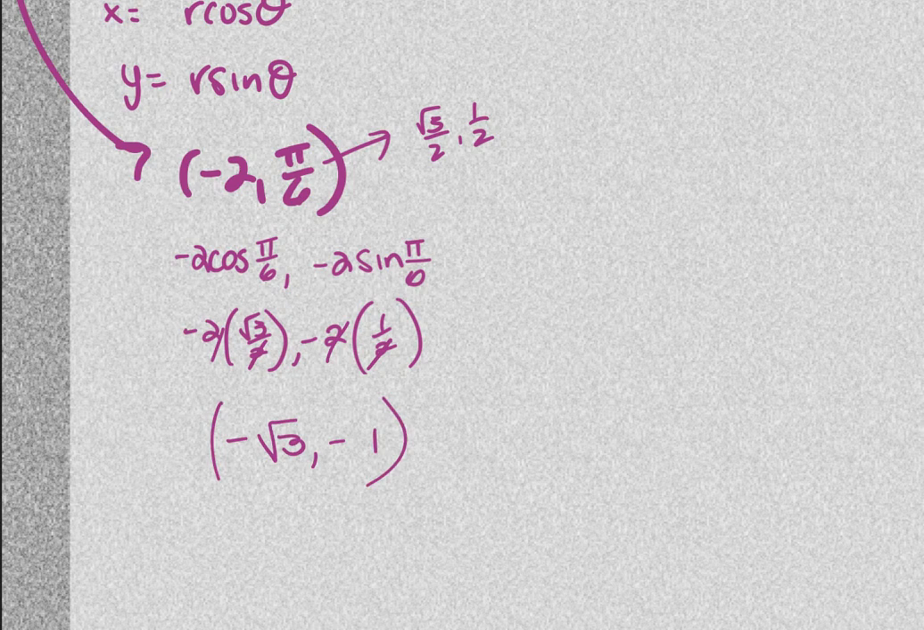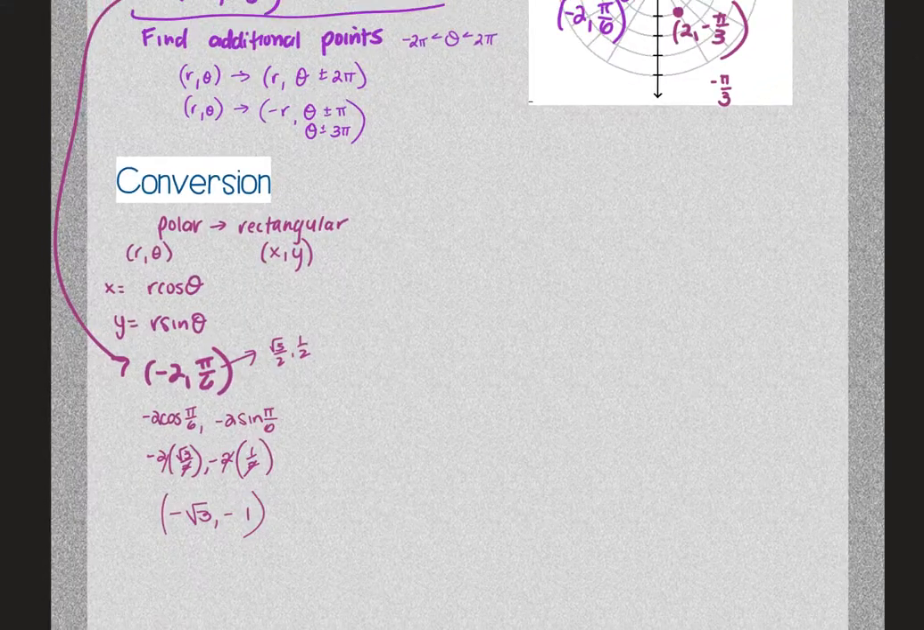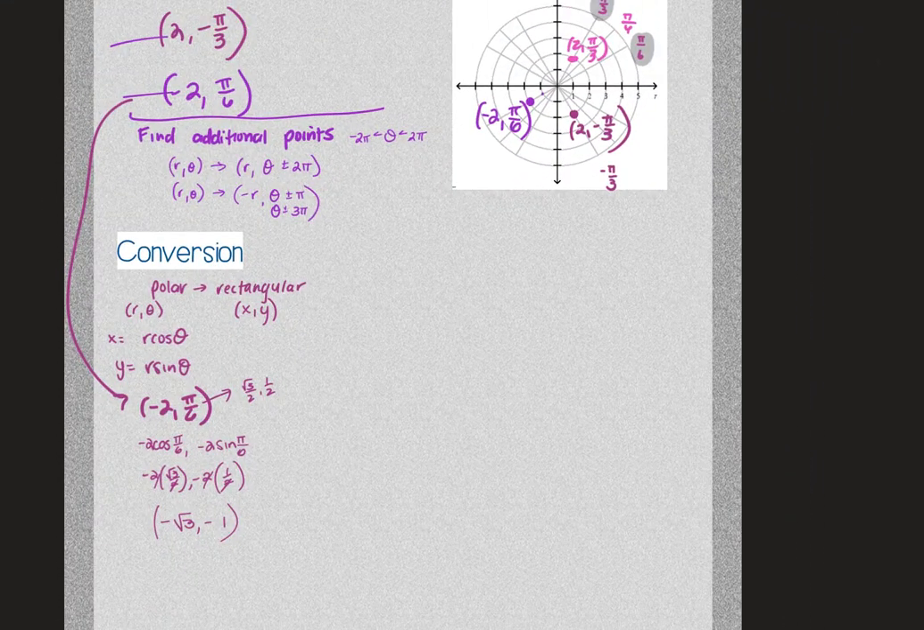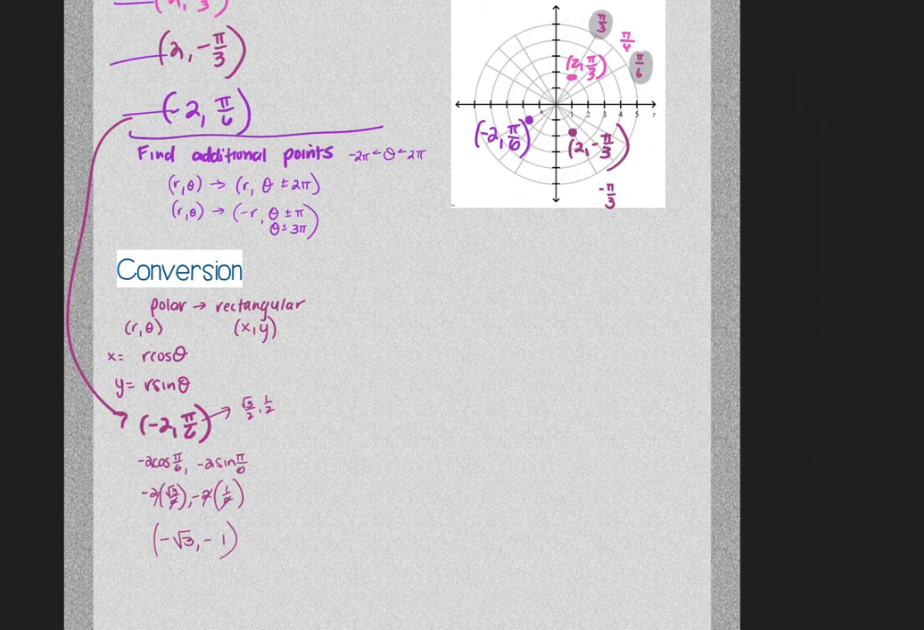And if you compare that with where you graphed that point, we graphed this point. It's here. It's in my third quadrant, as would -x and -y. So -√3 and -1 would also be in the third quadrant. So they should end up in the same quadrant.